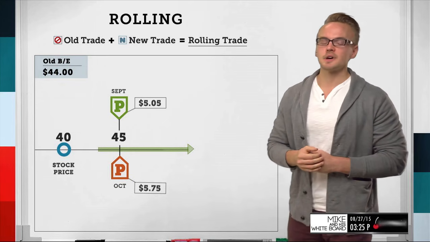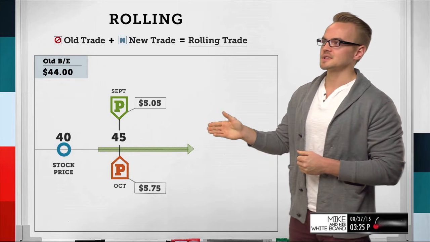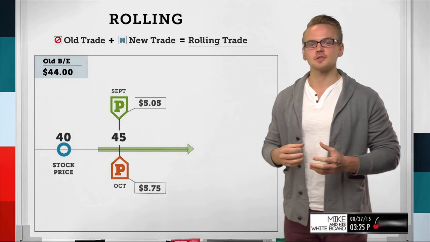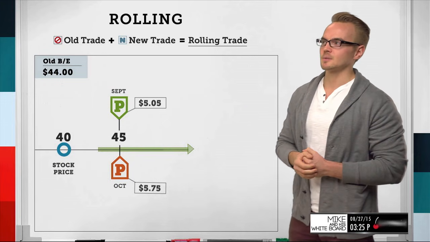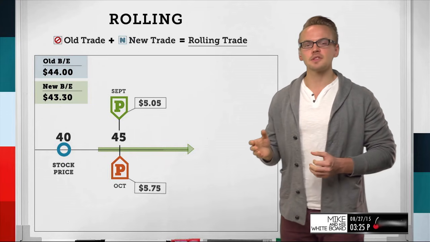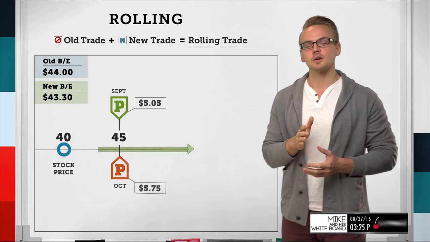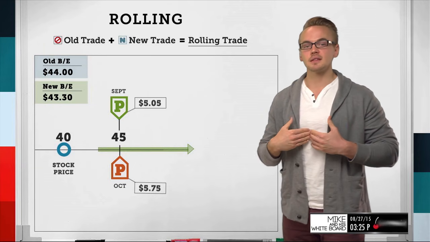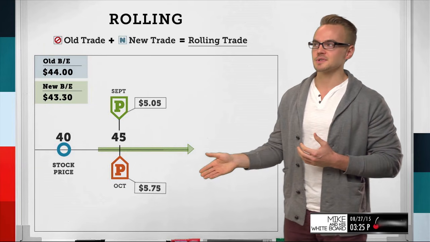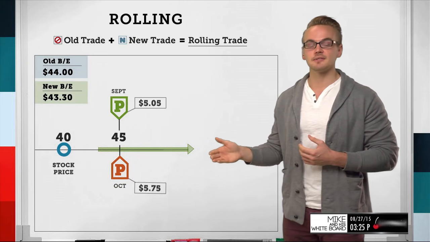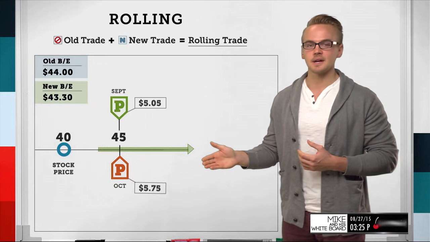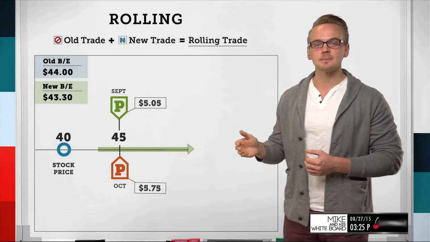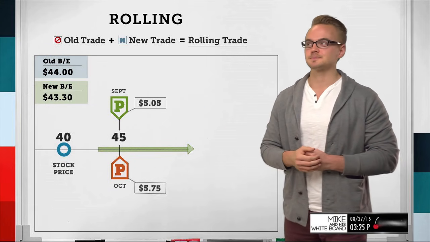Our old break-even price was $44, and you can see that with the green arrow here, it's less than 45 because we received that $1 credit. Our new break-even with the roll is going to be $43.30, and it's lower than our original break-even because we're collecting an additional credit. Now, we have a new trade that's going to have a lot of intrinsic value because we're selling it for $5.75. So it's got $5 worth of intrinsic value right now and 75 cents worth of extrinsic value. But since we're adding more time, we can collect this for a net credit.